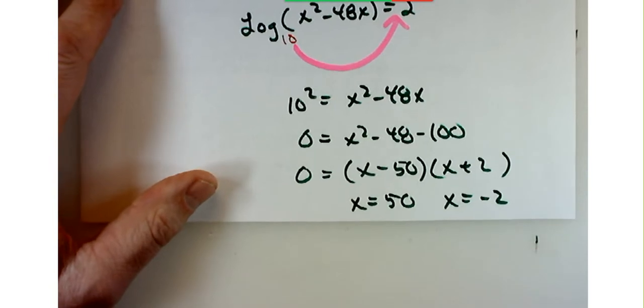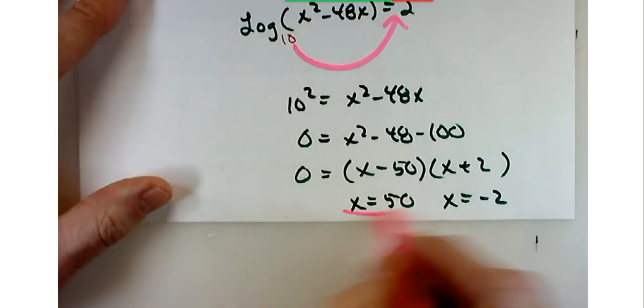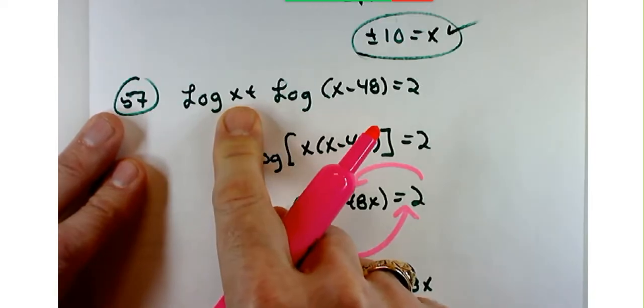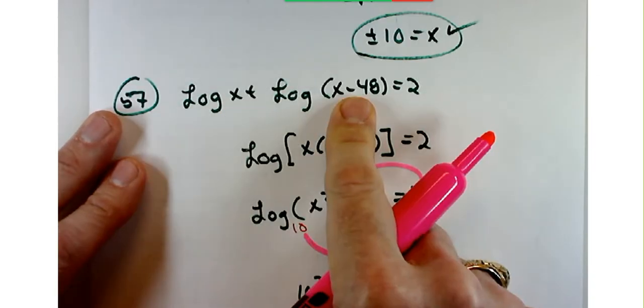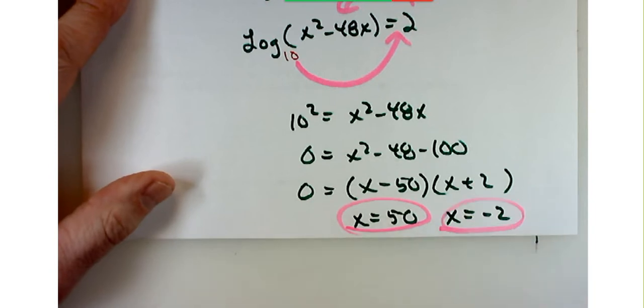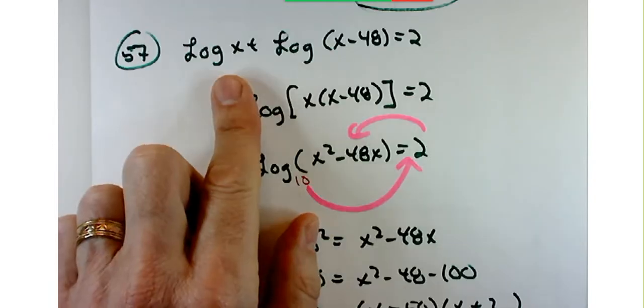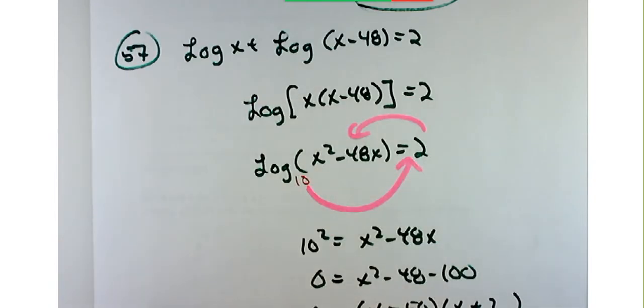Excellent. Now 50 works out okay. If you were to check it, it's not going to give you the log of a negative number. Here you get log of 50, here you get log of 2. But what about this one? That's extraneous. You've got to get rid of that one, because you can't take the log of a negative number. Period. End of story. So there's some quick review on logs for you.